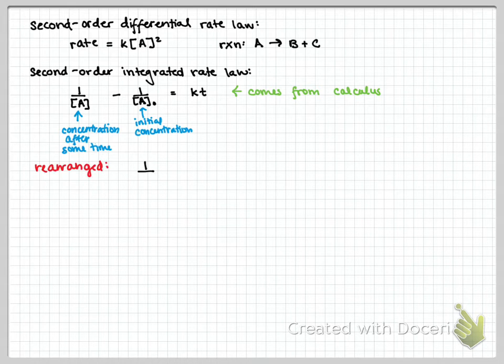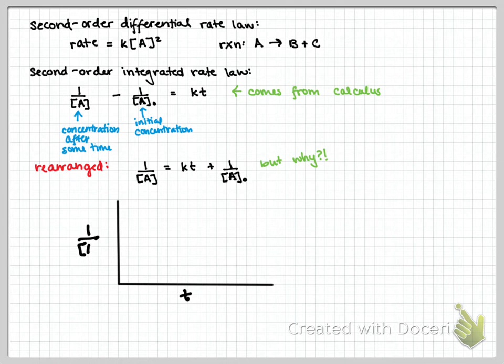And we can rearrange our integrated rate law a little bit by adding 1 over the initial concentration to both sides of the equation so that we get 1 over the concentration of A at some time equals our rate constant times time plus 1 over our initial concentration of A. But why would we want to do this? Why have multiple forms of our rate laws? Doesn't that just complicate our lives?